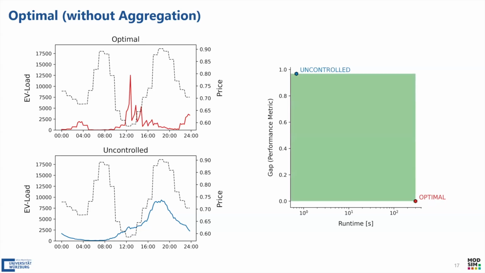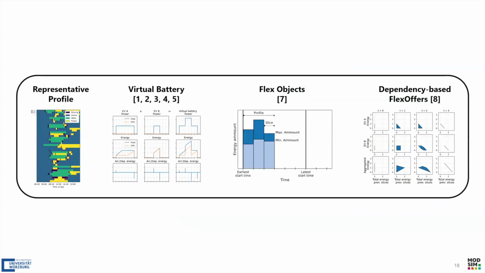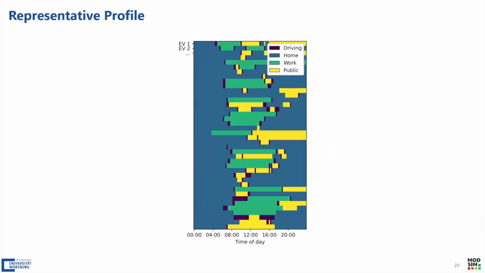And then this area would be the area where any reasonable aggregation, disaggregation pipeline would fall into, because it makes no sense to have a pipeline that takes longer than the optimal case. And at the same time, it would make no sense to have a pipeline that performs worse than the uncontrolled case, because at that point in time, you don't need to smart charge at all anymore. You have no value anymore. So let's look at the first method, so the representative profile, which is only arguably an aggregation method, I would say.